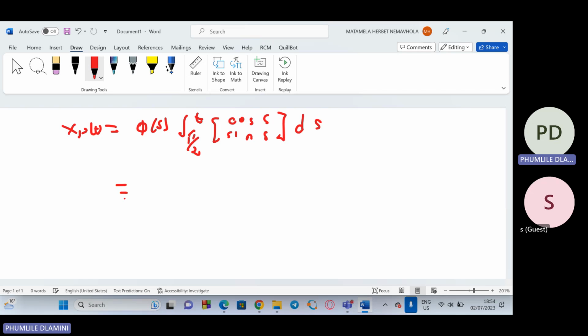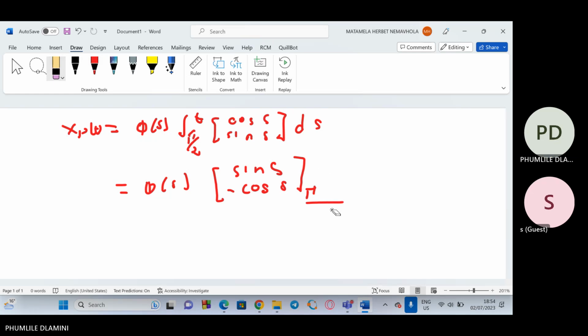So now when we integrate this one here, you will see that we are going to have q of t, q of s. Then the integration of the cos, we know that is going to be sine s. And when you integrate sine, it is negative cos s. Then this is between pi over 2 to t. This is a definite integral, by the way.